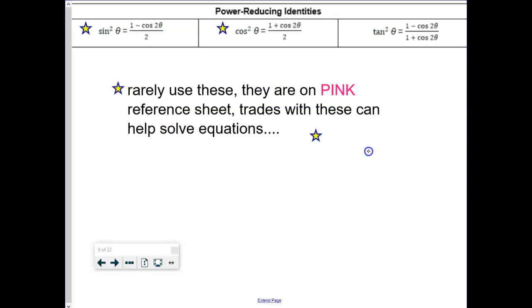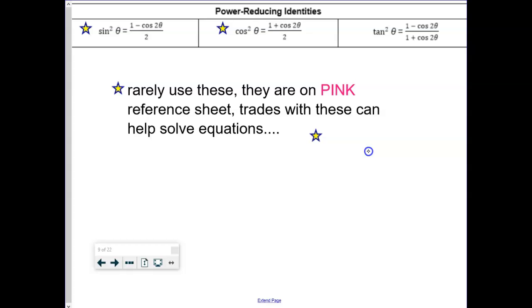All right, the power reducing identities, it's not a pink reference sheet for you guys, it's blue. They are on there. Turns out we actually aren't going to use them. Yeah, I mean, I could show you an example. They're not awful, but we just don't have a need for them. And actually, they're very infrequently referred to in calculus.